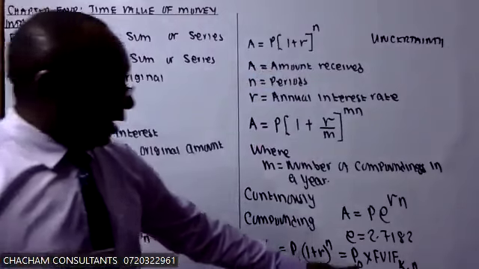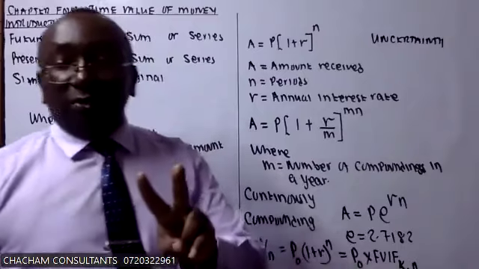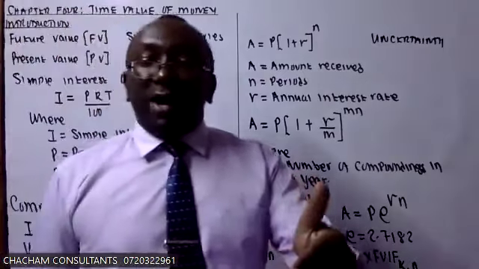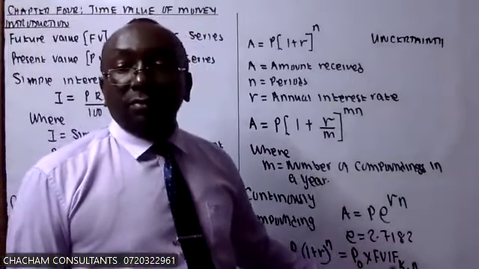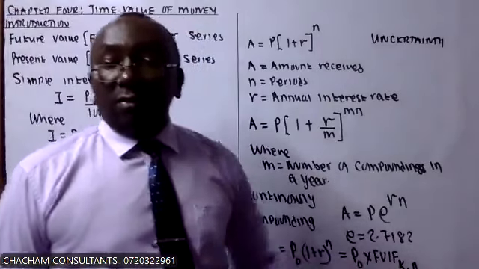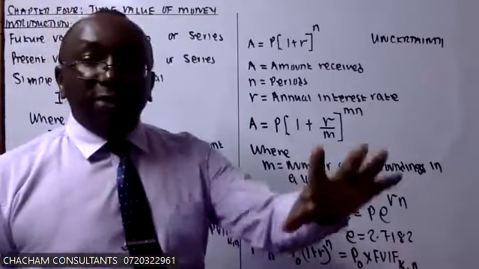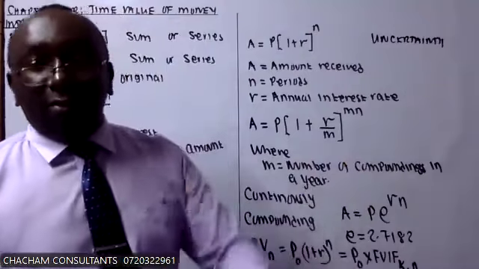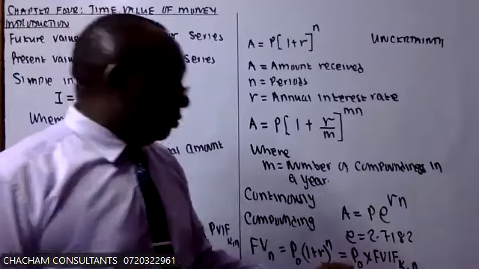Then tumeongeza hii inaitwa future value interest factor, because there are two ways of going about it. You can either be using the formula, or you can be reading these ones from the table. For me, because my background is mathematics, you will find I prefer using the formula more than reading the table. But I'll be showing you also how to read the table.